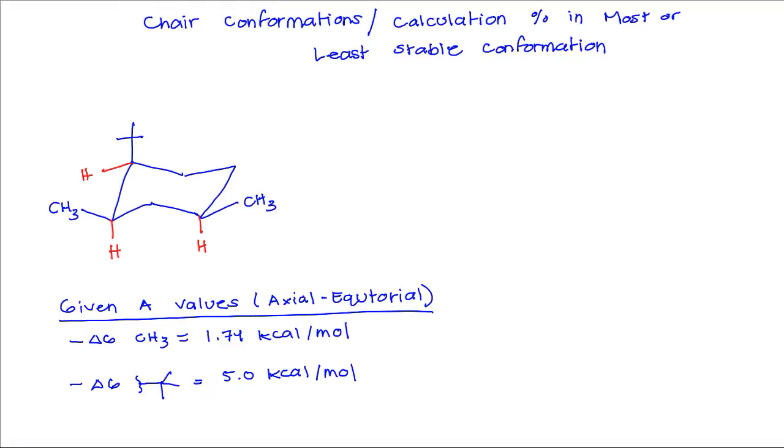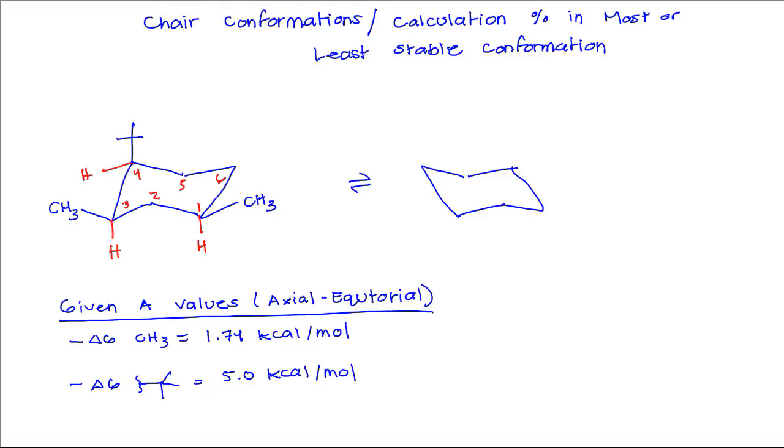Now let's ring flip our structure. And before we do this, what we want to do is number our structure. Remember, it doesn't matter where you start numbering as long as you're consistent. So I always number clockwise, and I'll do that. So this will be 1, 2, 3, 4, 5, 6. And then let's draw our other chair conformation. So we know this is in equilibrium with this structure.